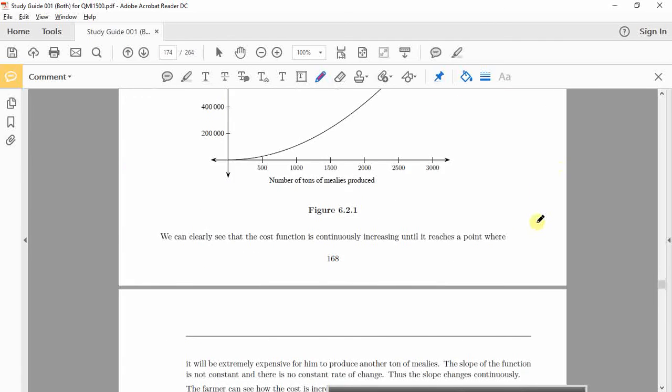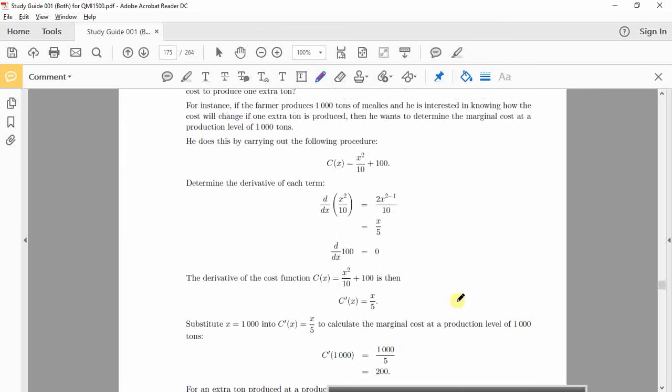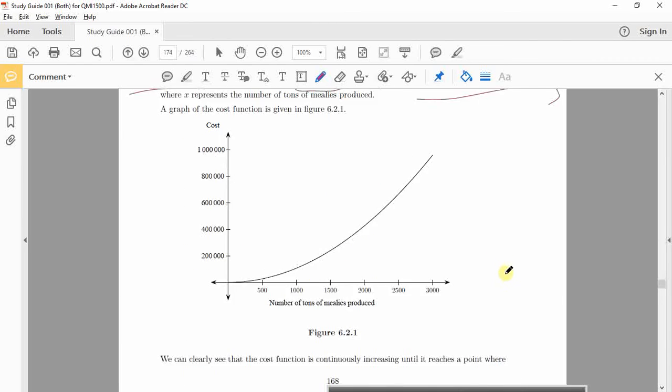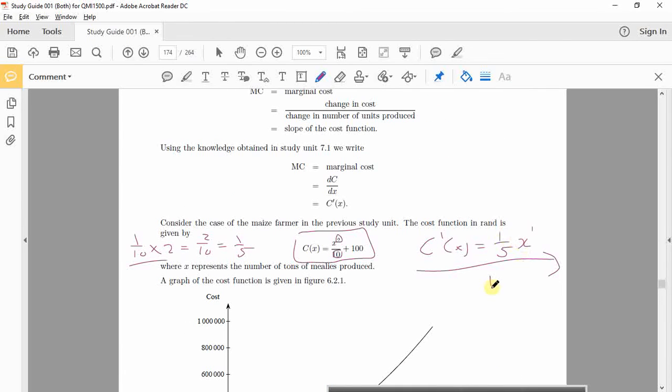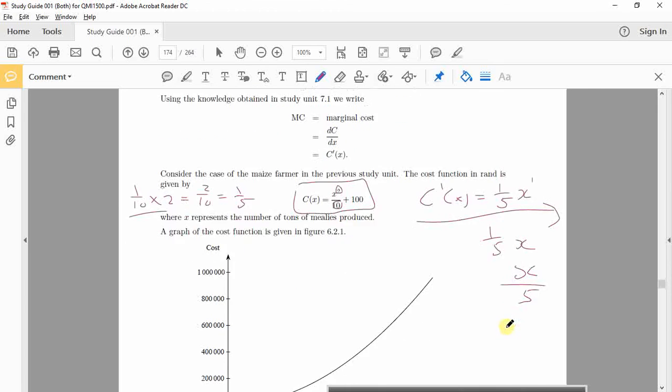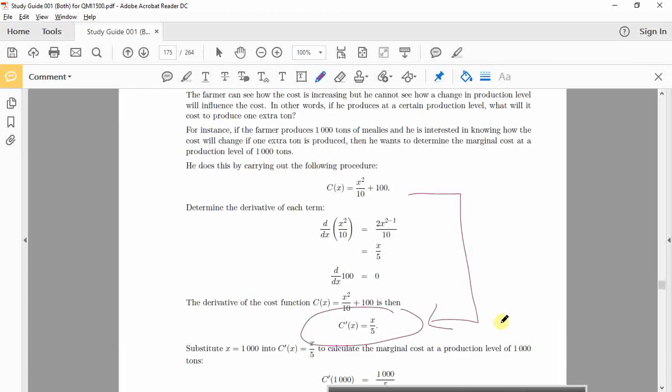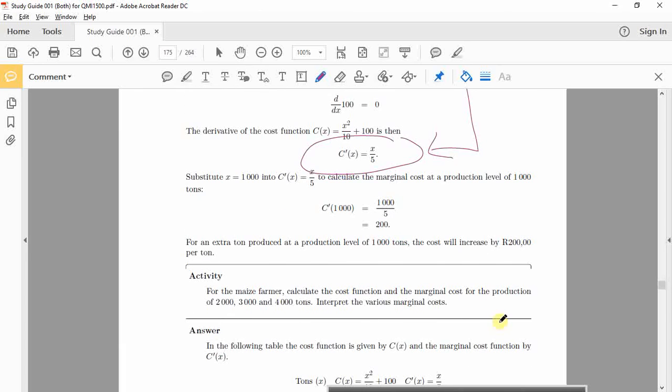There's the function, there's the derivative, same thing. 1 over 5x can be written as x over 5. It doesn't matter, the notation is not so important. Is that alright?